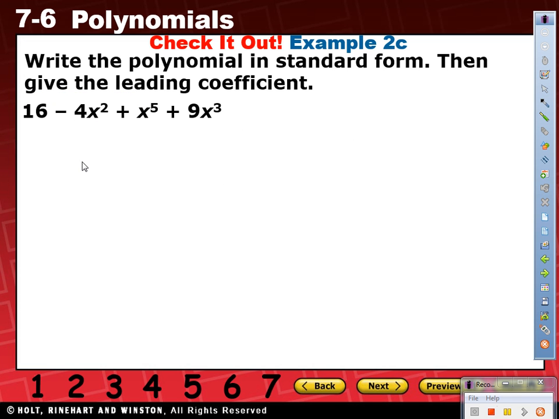Let's do another one. Let's see if you can do this one by yourself. Copy that. Example 2c, 16 minus 4x squared plus x to the 5th and 9x to the 3rd. Go. So let's see.